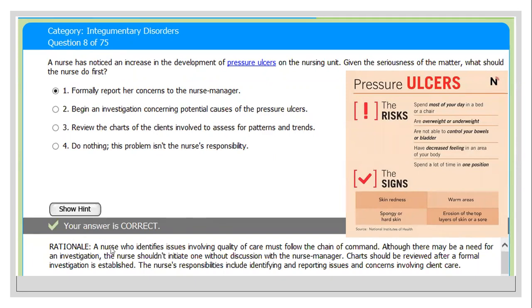Here the rationale said a nurse who identifies the issue is involved in the quality of care. Because of your negligence, like you do not change the patient position every 2 hours, the patient has a chance to develop a pressure ulcer. Although there may be a need for an investigation, the nurse should not initiate one without discussion with the nurse manager. Also, the chart should be reviewed after a formal investigation is established. The nurse's responsibilities include identifying and reporting issues and concerns involving the client care.